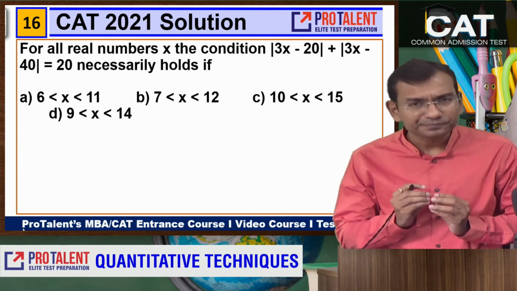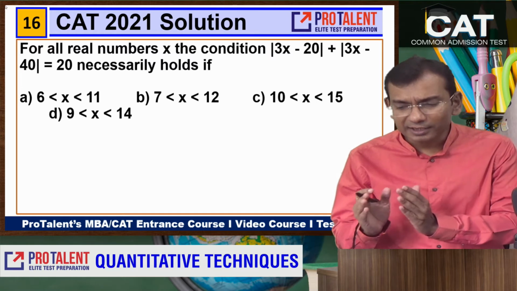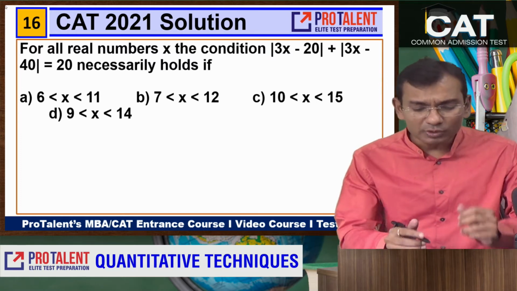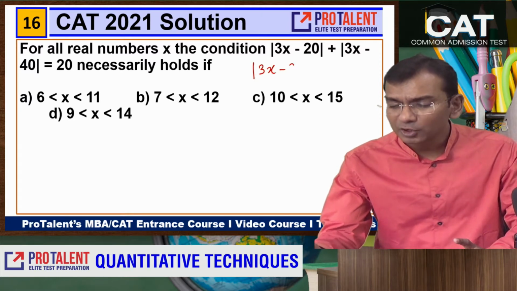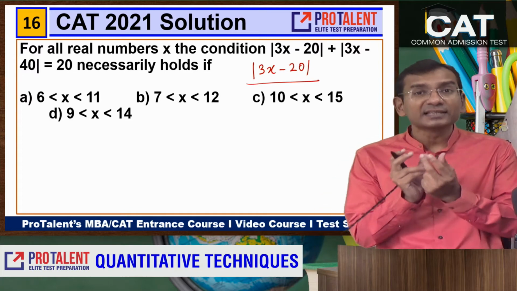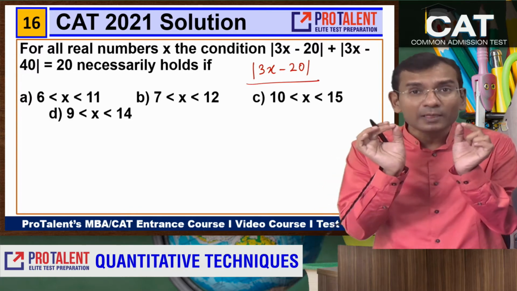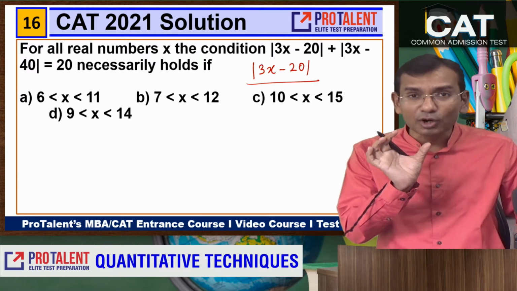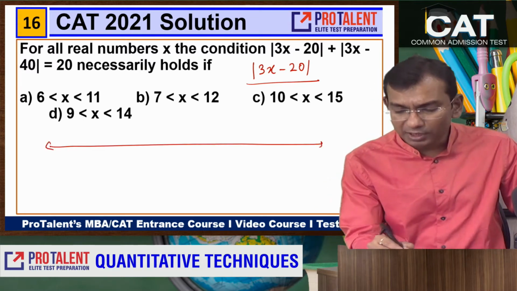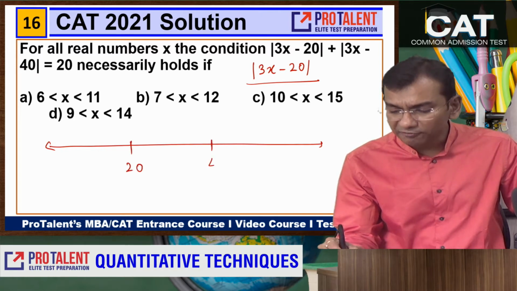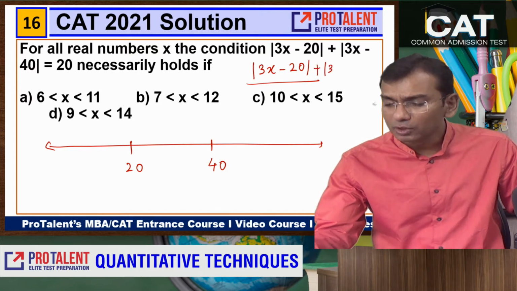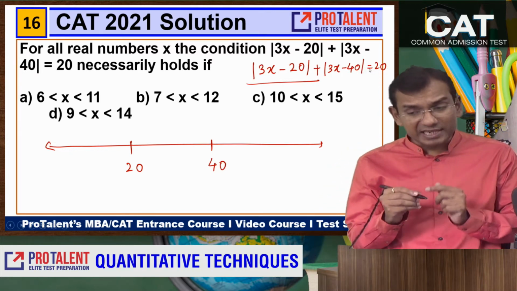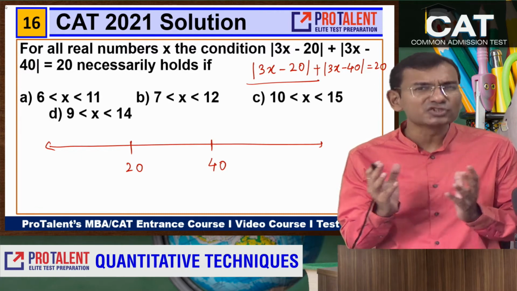Now if you remember, in our slot 1 question related to modulus, we gave you an approach. What is the approach? Whenever a modulus is provided, the meaning is that on a number line, the gap between two numbers is the modulus. Let us say I have a number line and this is 20, this is 40. I have an equation which says modulus of 3x minus 20, modulus of 3x minus 40 is equal to 20. Now, I'm just assuming the number is 3x.